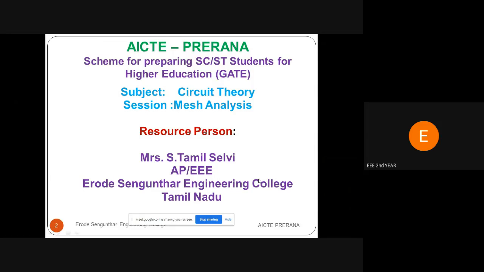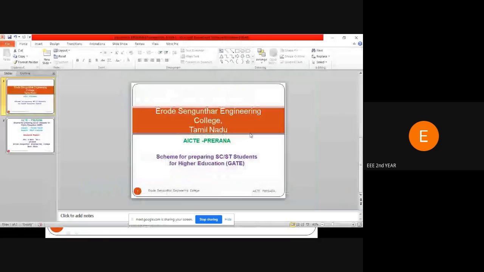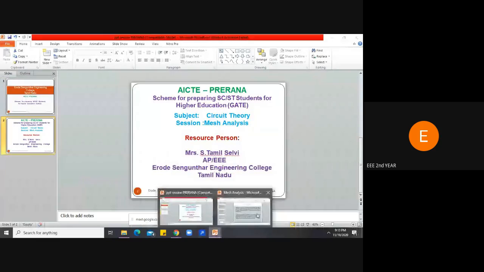Today, in the GATE class under the AICTE PRERANA scheme for preparing SC/ST students for the GATE exam for their higher education, I'm going to deal with the circuit theory subject, and we're going to discuss the mesh analysis topic. So let us move to the topic. Our topic today is mesh analysis.